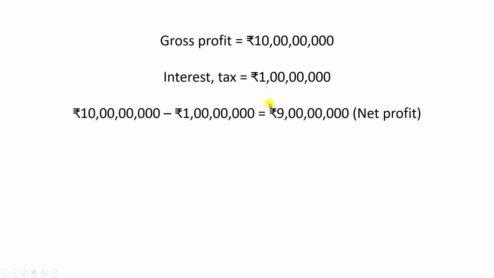Now, this entire 9 crore rupees belongs to the shareholders. It is the shareholders who had invested their money in the company. So, only due to shareholders' money, the company was able to grow. So this profit, this money, belongs entirely to the shareholders of the company.